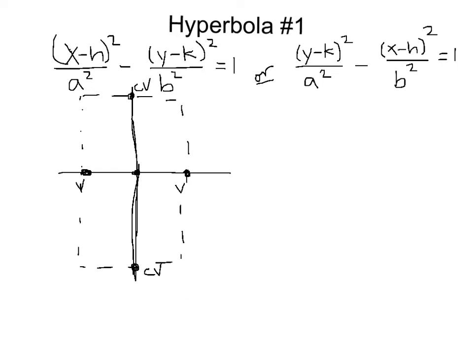Hyperbolas have asymptotes, so you're going to draw your asymptotes. We always use dashed lines for asymptotes. They go through the corners and the center. So you draw those out. Then you're going to draw your hyperbola out from your vertices.